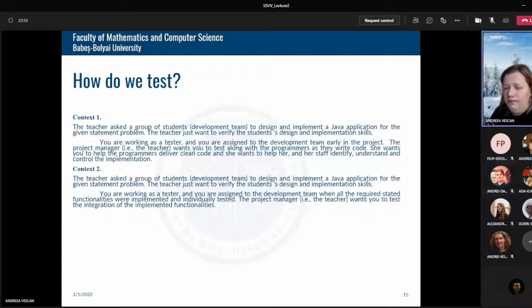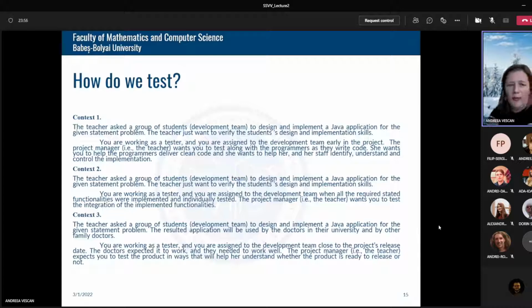Okay, let's go to the last context. How about this one? Again, what is here the main purpose and who is the stakeholder?